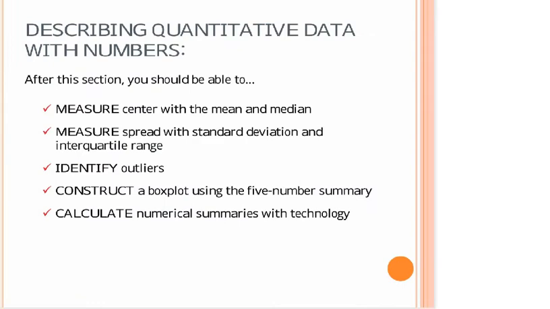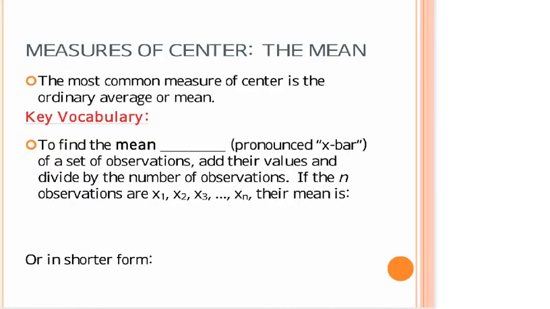Describing quantitative data with numbers. After this section you should be able to measure the center with the mean and median, and measure the spread with standard deviation and interquartile range. I will let you know that standard deviation is on video 1.3b, which you will watch next week. You will also be able to identify outliers, construct a box plot using a 5-number summary, and calculate numerical summaries with technology.